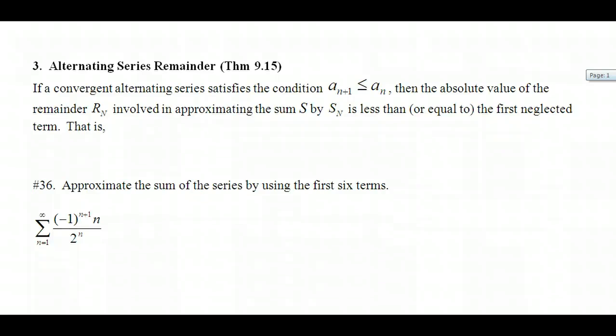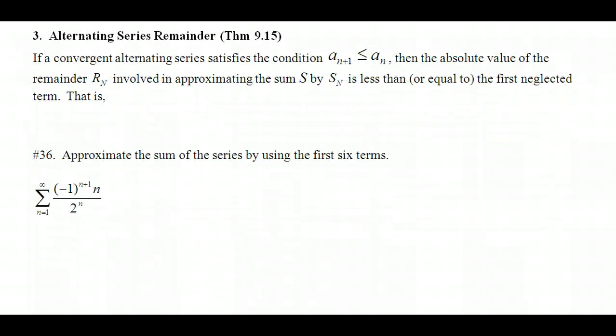Alright, we do have an alternating series remainder, and this is theorem 9.15. If a convergent alternating series satisfies the condition a sub n plus 1 is less than or equal to a sub n, so again, terms are decreasing, then the absolute value of the remainder involved in approximating the sum s by s sub n, so that's partial sums, is less than or equal to the first neglected term. So that first neglected term we will be using in this situation.